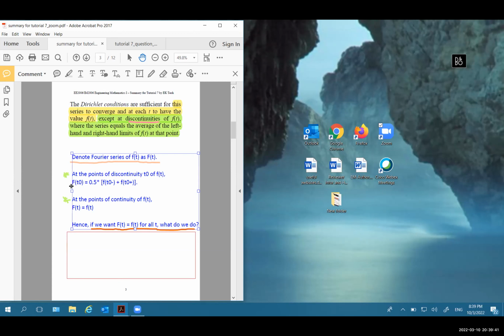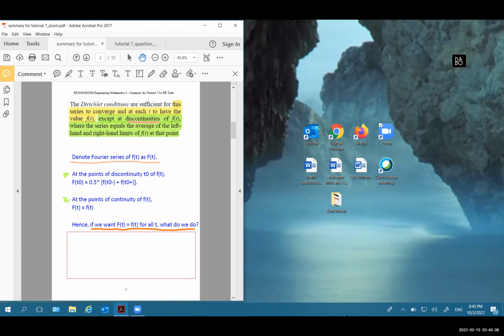All right, so this is your f at t naught. The big F is the Fourier series. In this case, the small f at t naught is actually not defined, because it's not continuous at t naught, right? So your f at t naught here is not defined. But the capital F at t naught is equal to this value, right?